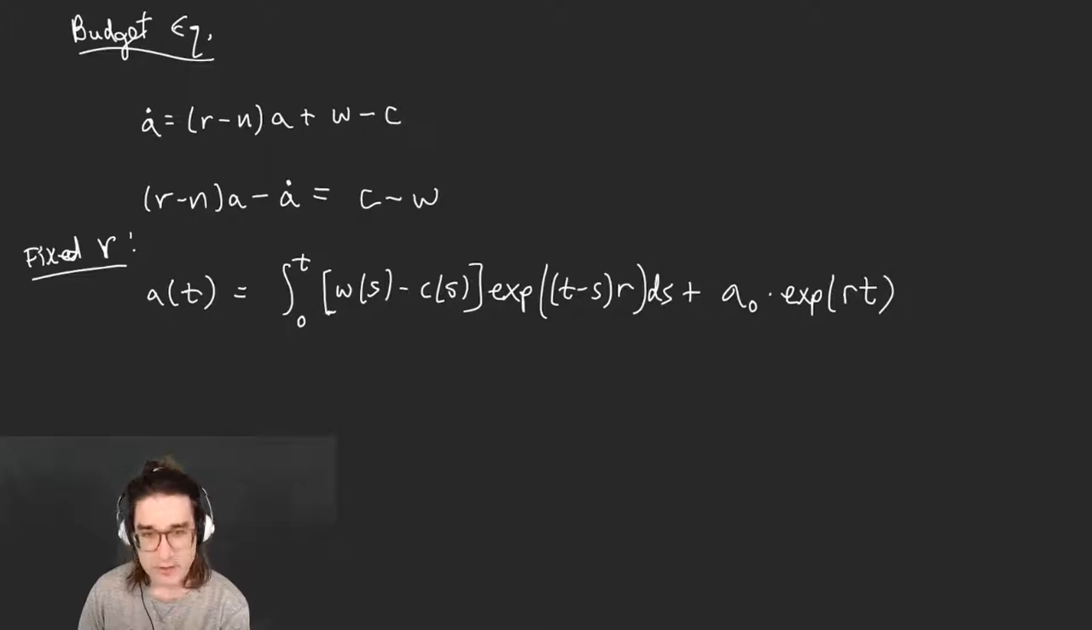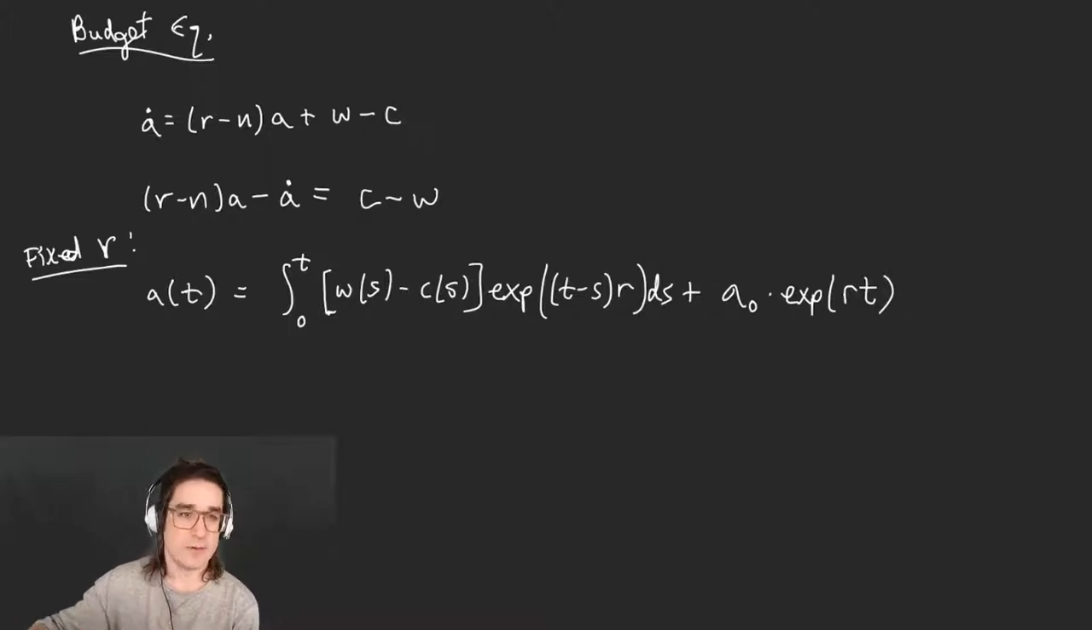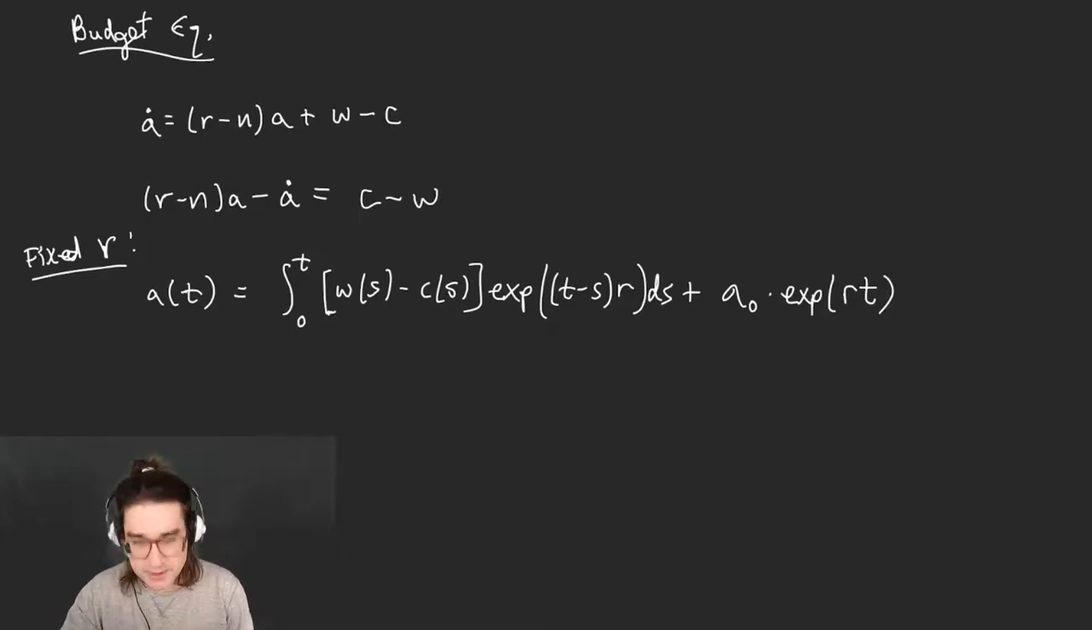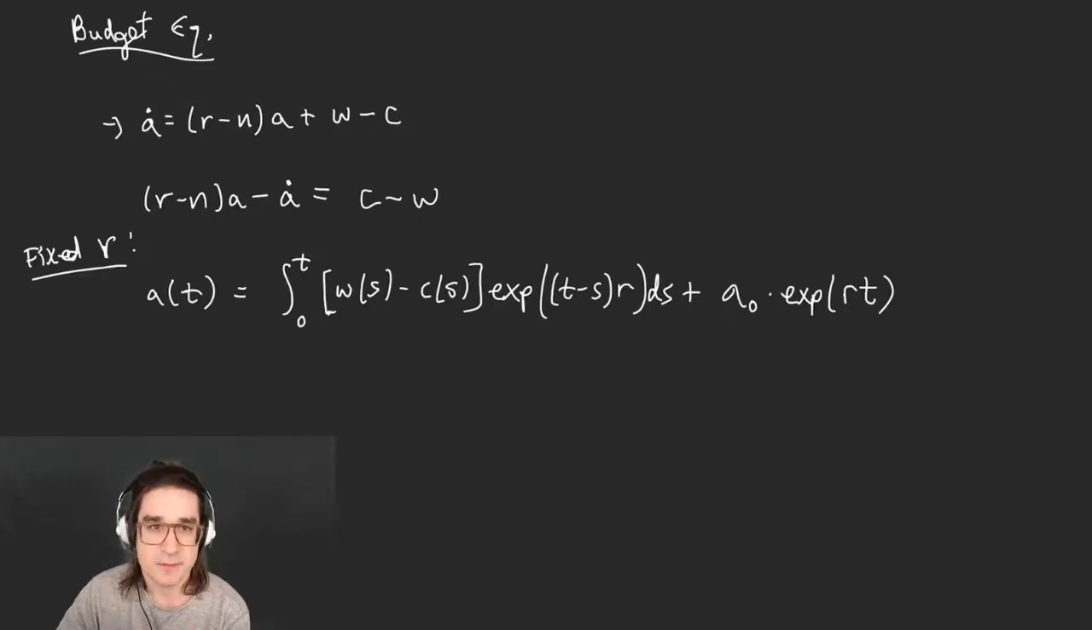And so this will tell you, for a given wage path, assuming a fixed R, and a given consumption path, how your assets are going to evolve over time. It's really just a matter of how often C is greater than W or vice versa, and what your initial asset position was. Now, you can verify also, I should say, that the original equation is equivalent to that integral form.